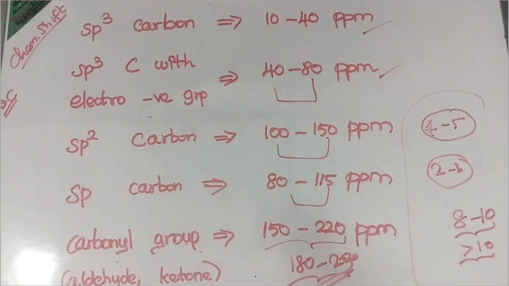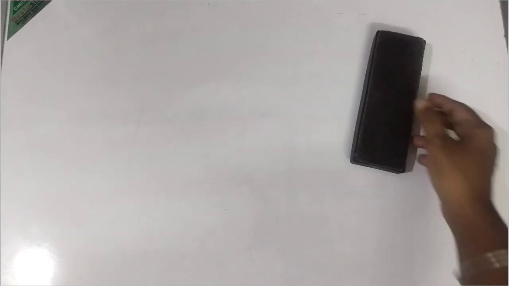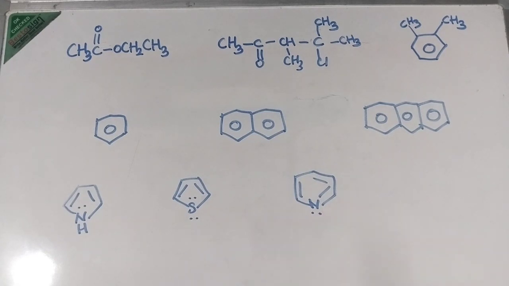So you just take a screenshot of these, okay. Then we are going to find out the number of signals for carbon. If you have practiced proton NMR, then this will be really easy. See here, I will give you some compounds. You just find out how many signals are possible for those compounds. I have given you 9 compounds. So for these you have to find out the number of signals. You just try it on your own, and after that you check it with our answer, okay.